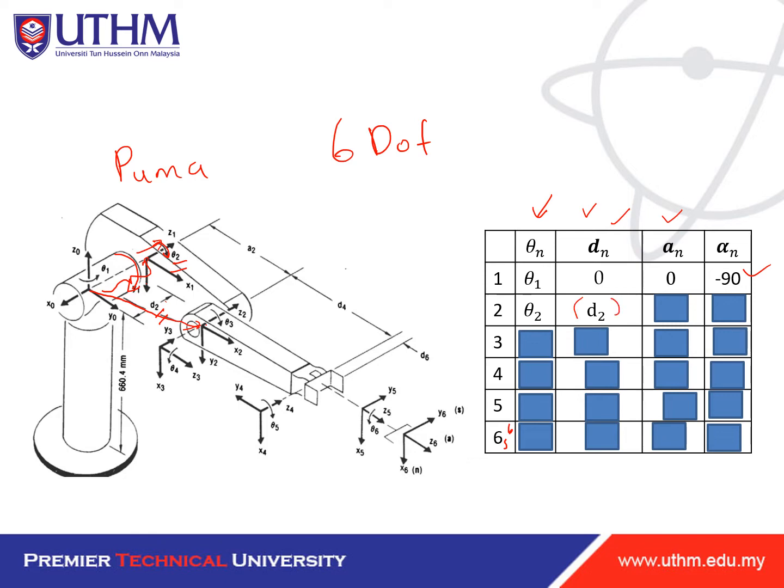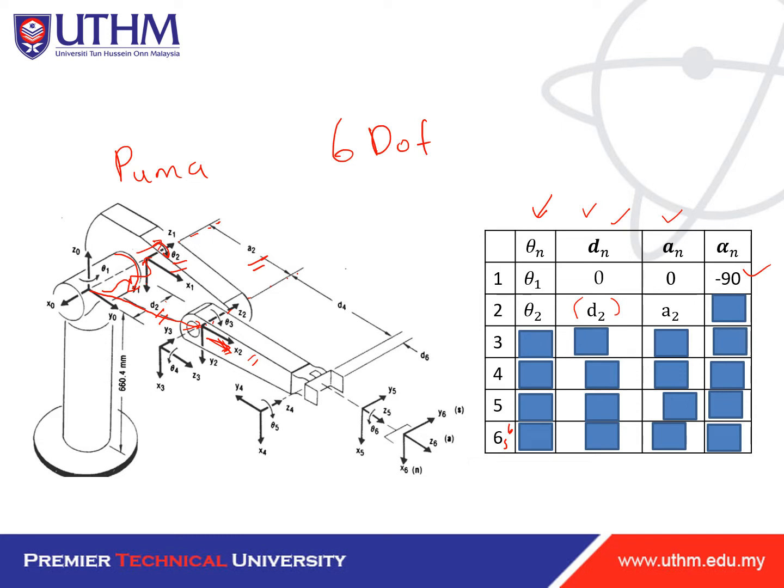Next, we will go to the an. Where is the movement for an? An is the movement for x2. So x2 is moving like this here. So we want to move frame 1 so that it will become the same with frame 2, and the movement will be along x2. So first we want to find this distance. So here is the distance. From here to here, the distance is actually a2. So the answer here is a2.